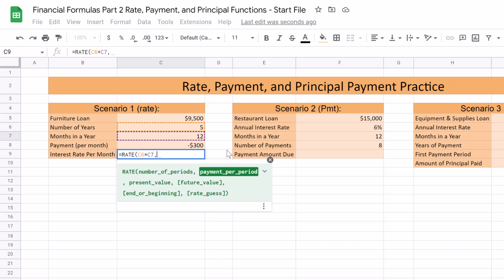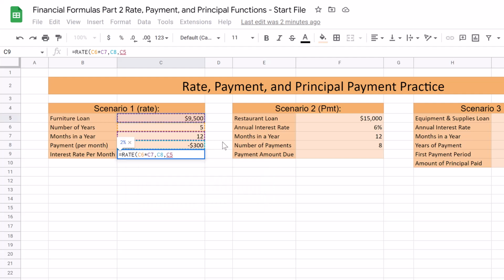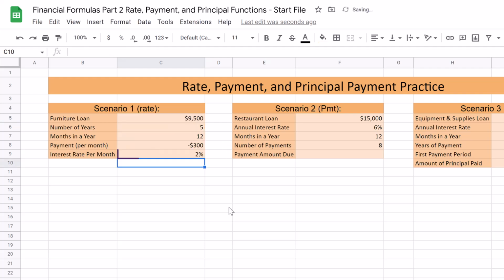Then, we need to put a comma after each input of data so the function will move on to the next parameter. Next, we will enter in the payment per period by clicking on cell C8. Finally, we click on cell C5 to enter in our present value, which is $9,500. Now we press the Enter key and the function will calculate that we will have an interest rate of 2% each month on our loan.